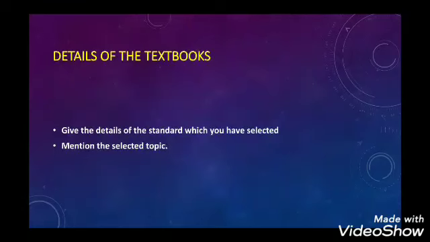Now here comes the next step, the details of the textbook. Give the details of the standard which you have selected, and mention the selected topic. Now you have to be very specific. You have to choose any one standard. Suppose a student is choosing 8th standard, then he has to take all the 3 subjects of the 8th standard: science, social science and mathematics. Also mention the name of the lesson and the name of the topic of which paragraphs you have selected.